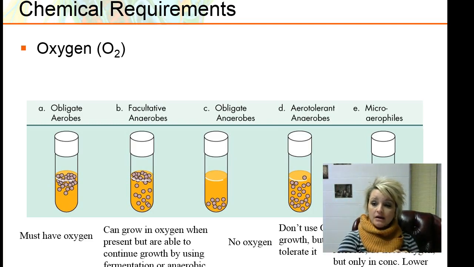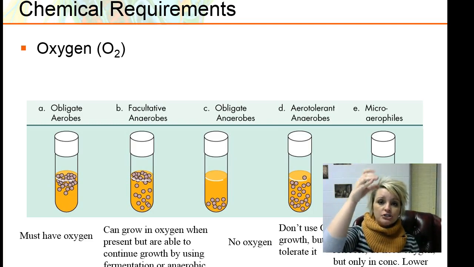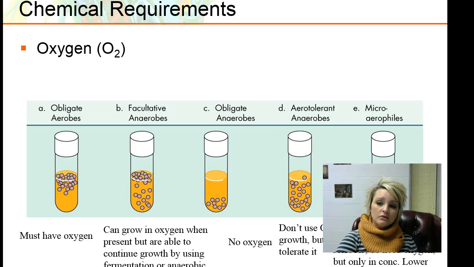I've got some down at the bottom, I've got some in the middle, I've got some at the top. That's because aerotolerant anaerobes pretty much ignore oxygen. They could care less if it's there or not. If it's there, it's there. If it's not, it's not. So they tolerate the fact that oxygen is there, but they're not going to utilize that oxygen up at the top like a facultative anaerobe.